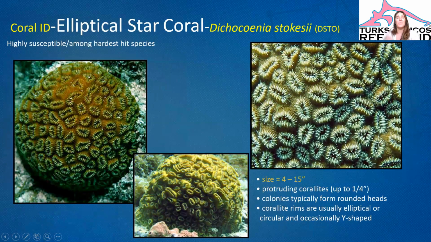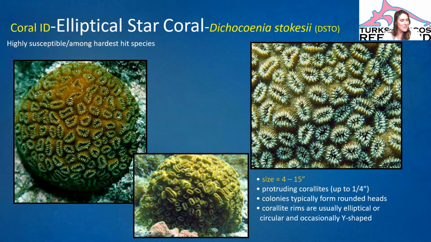Next on our list, we have the elliptical star coral, Dichocoenia stokesii, D-sto. This is also a very highly susceptible species and amongst the hardest hit. They're not very large colonies. They're about 4 to 15 inches, and they tend to form nice balls or just domed bases. And I see them on most dive sites once I started looking for them, you know, a couple, 2 or 3. So they're not the most common of our species. And I've seen them on the top of the wall or in clusters in the sand when heading back towards the mooring pins. That's where I tend to see them.